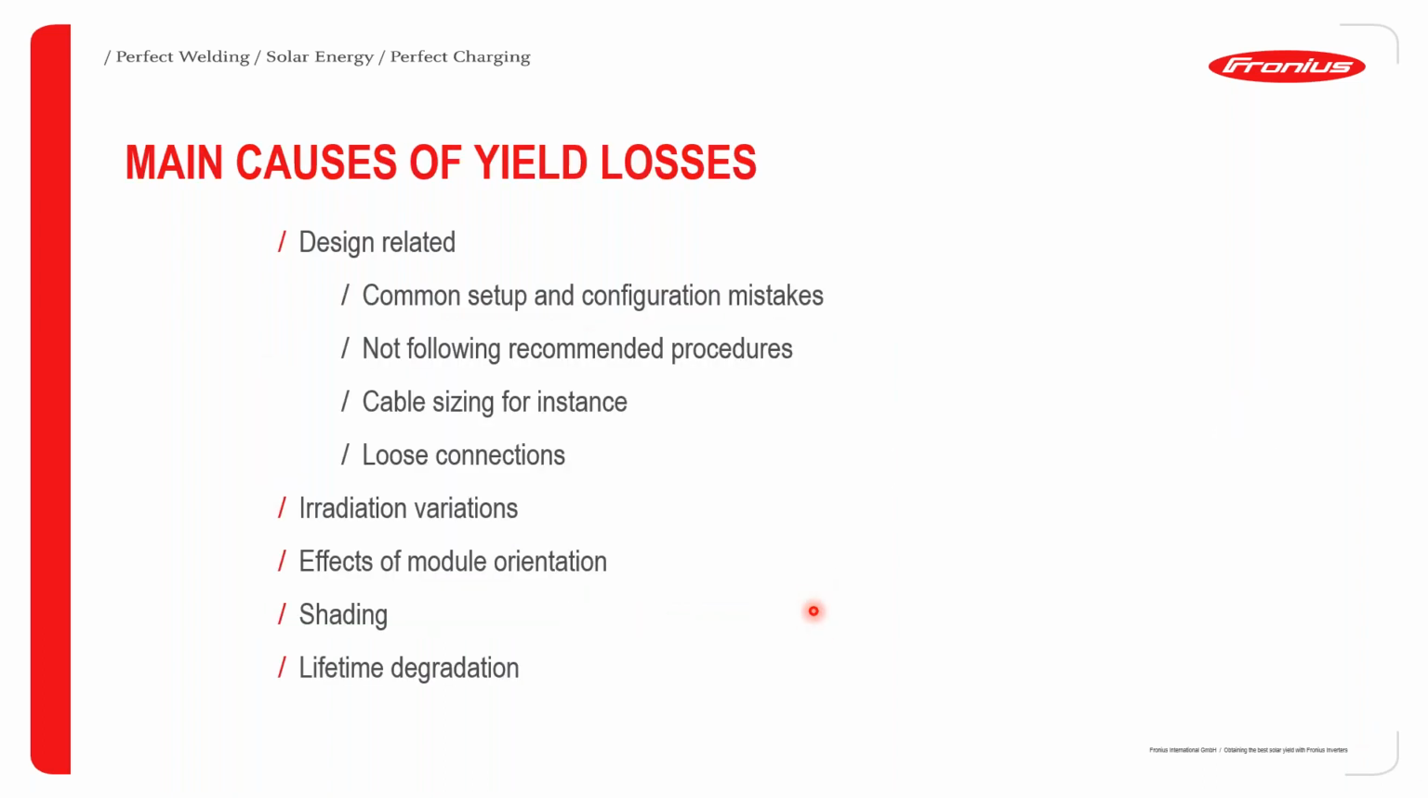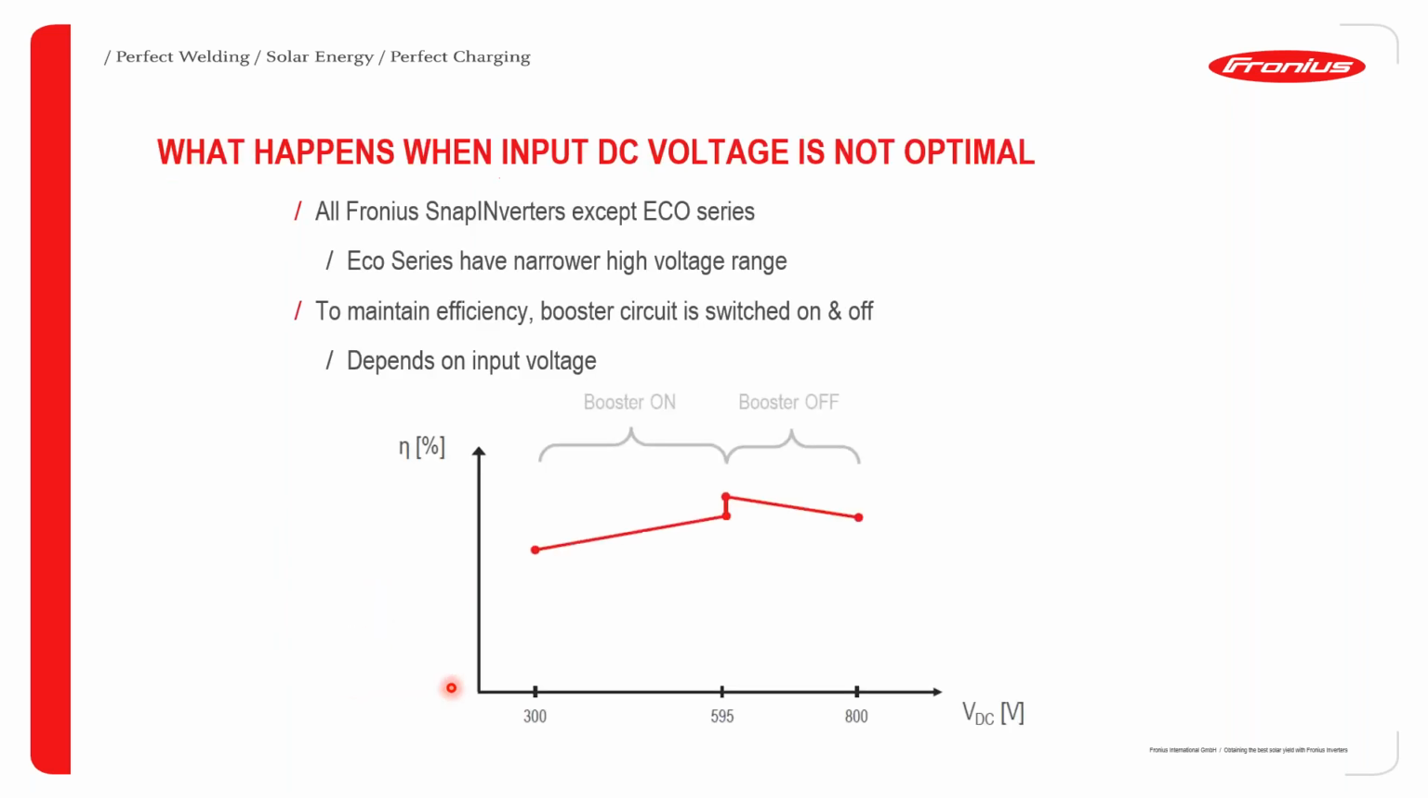So what are the main causes of yield losses? Just to summarize, we can have design-related causes, which include common setup and configuration mistakes, not following recommended procedures, cable sizing, and of course loose connections. We could also have other effects like irradiation variations, which are natural causes that cannot be surmounted. They will have effects of module orientation, shading, which sometimes comes inevitably, and of course lifetime degradation.